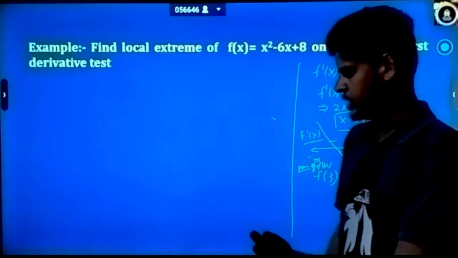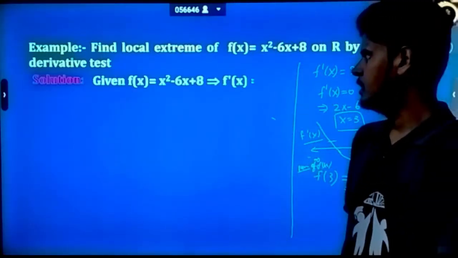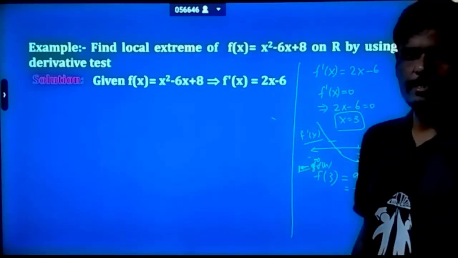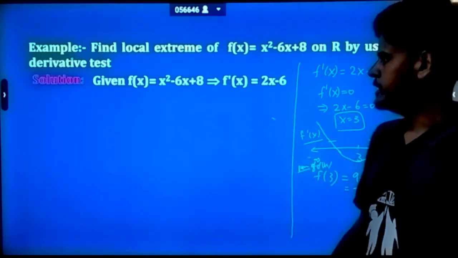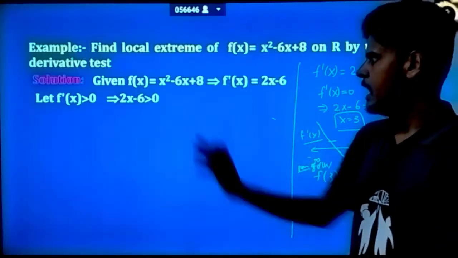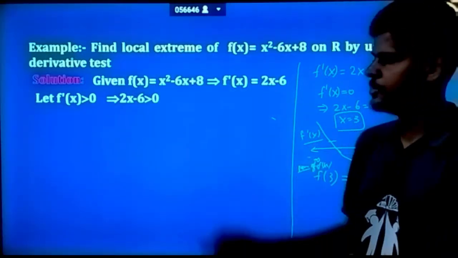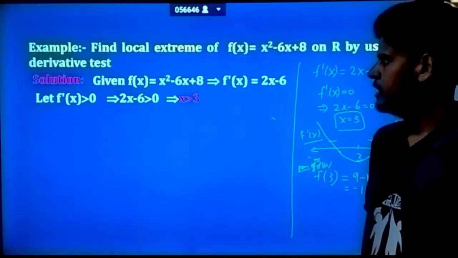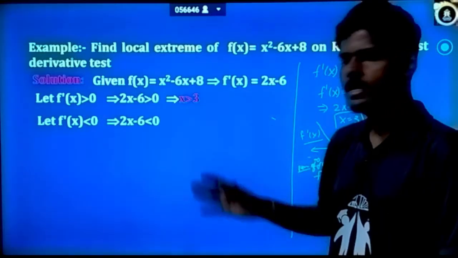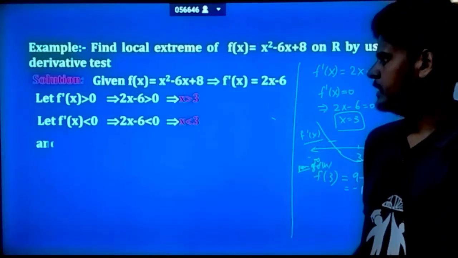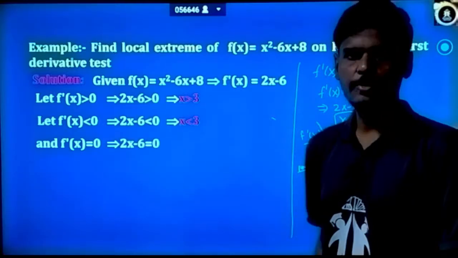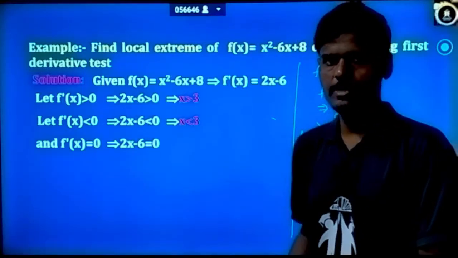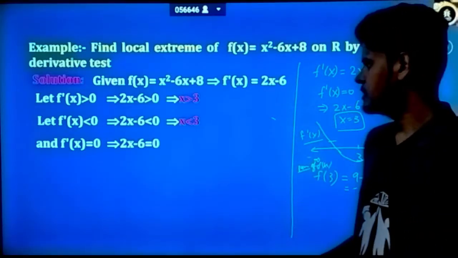Now we will see the solution. Given f of x equal to this, what is f dash of x? First we have to find f dash of x, and f dash of x greater than 0 means the function is increasing, less than 0 it is decreasing, and equal to 0 means at that point the slope is 0, so it is parallel to the x-axis.